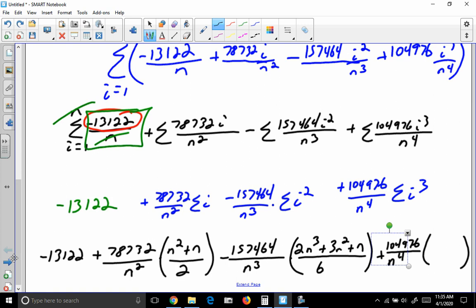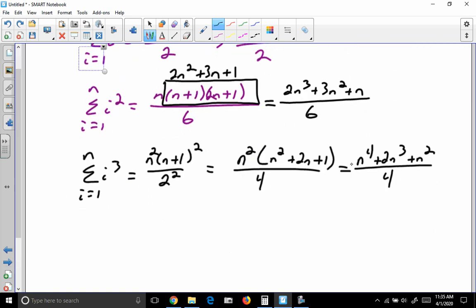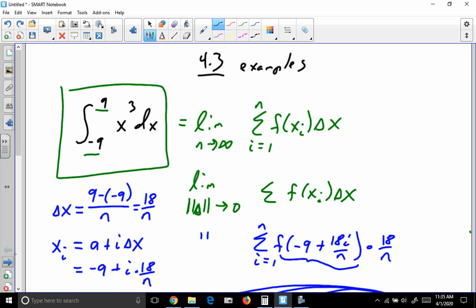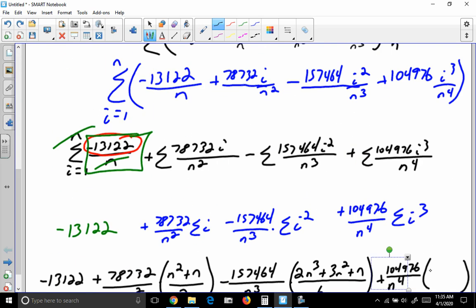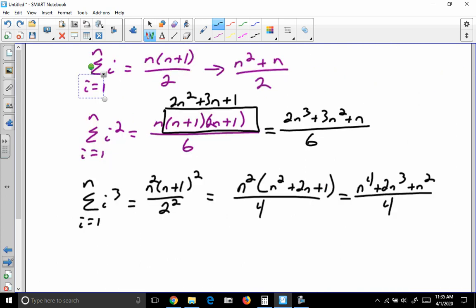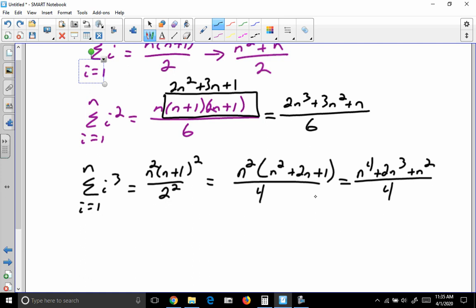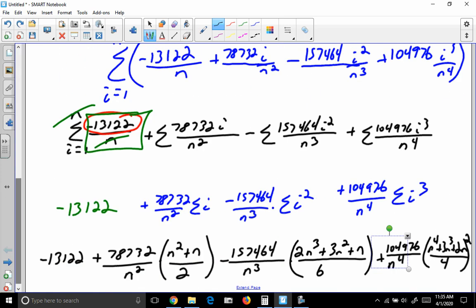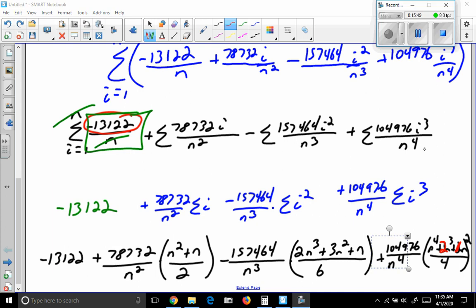i cubed. What was i cubed? Our exponents were 4, 3, 2, and 1, 2, 1. So n to the fourth, 2n cubed, n squared over 4. Is that what it was? 1, 2, 1. I don't know where I came up with 3. That's supposed to be a 2, and that's supposed to be a 1. Okay.